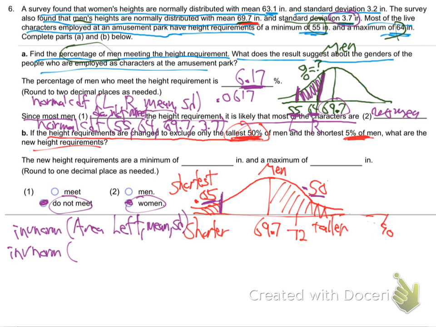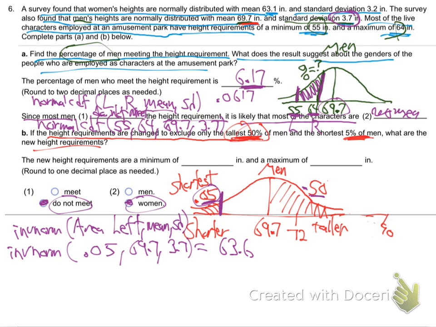So for this spot right here, we've got to find these two spots. For this spot right here, the area to the left is just 0.05. That one's easy. The mean, what's the mean for men? 69.7. The standard deviation is 3.7. Hit the buttons on your calculator. You'll get 63.6.